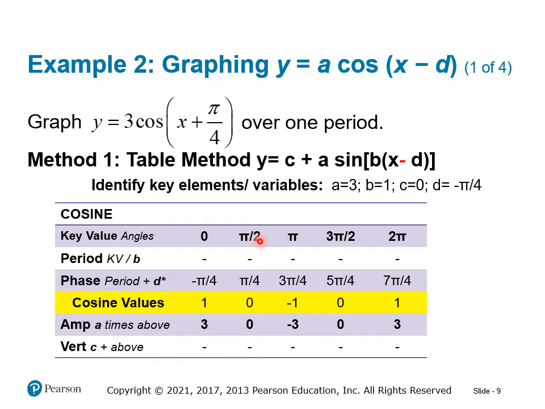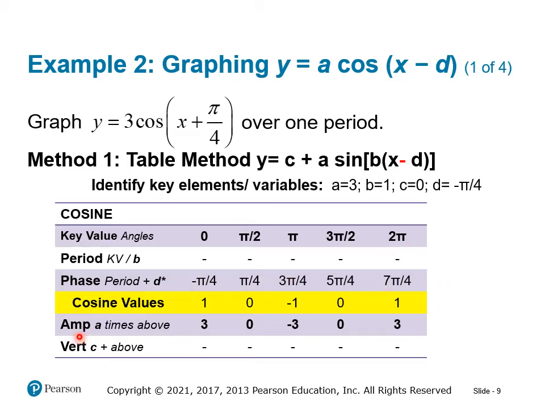Pi over 2 minus pi over 4 gives me pi over 4. A whole pi minus pi over 4 gives me 3 pi over 4. 3 pi over 2 minus pi over 4 is 5 pi over 4. And 2 pi, which is 8 pi over 4, minus pi over 4 gives me 7 pi over 4. Again, I'm not going to work through these fractions. You should be able to subtract pi over 4 from each of these quadrantal angles. Again, our cosine values are plugged in there.